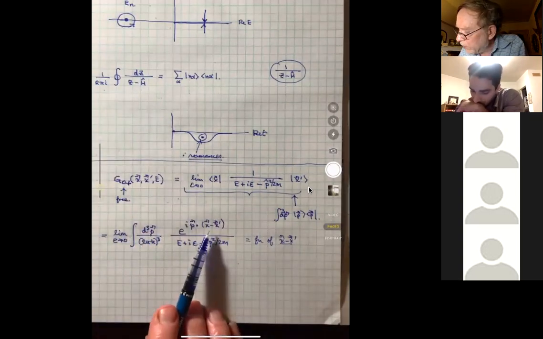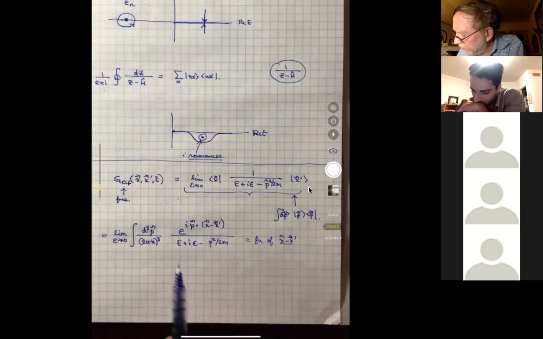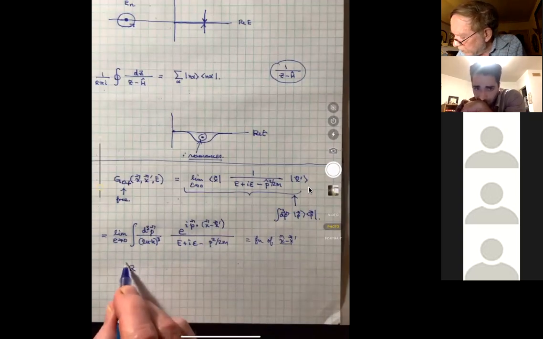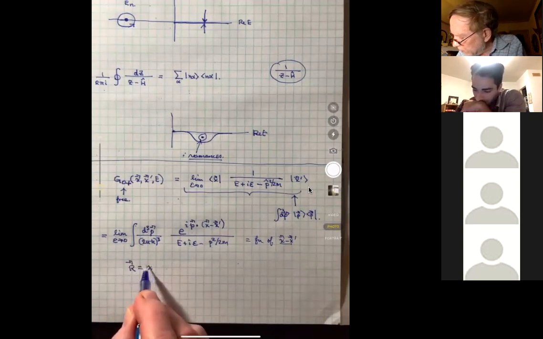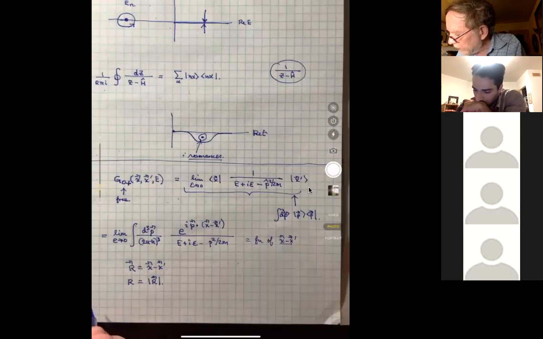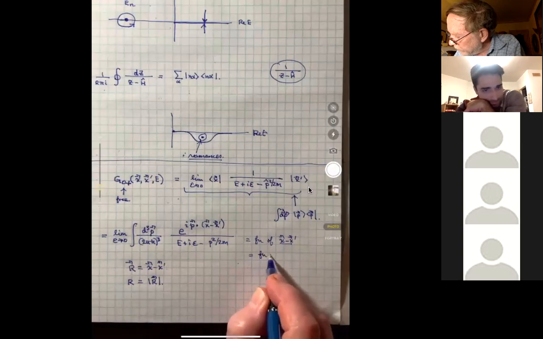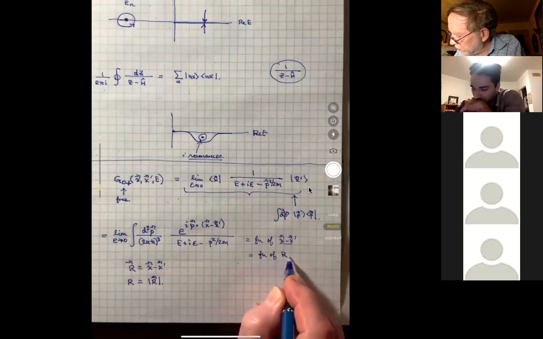And one can show that this not only depends on the vector x minus x prime, it actually only depends on the magnitude of that vector. Allow me to make this definition. Let's let capital R be x minus x prime, and then let's let just R without any arrow on it be the magnitude of capital R. Let's make those abbreviations. So this thing actually turns out to be a function of just R alone, not just the vector.